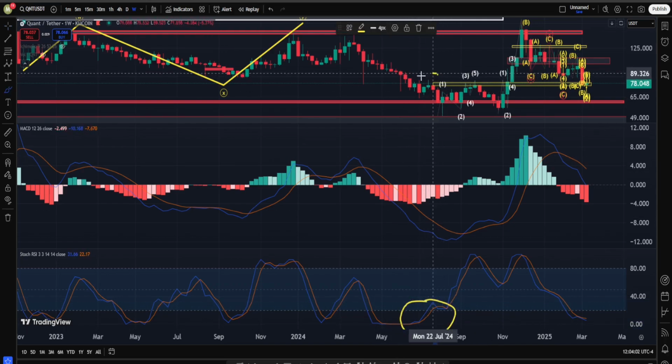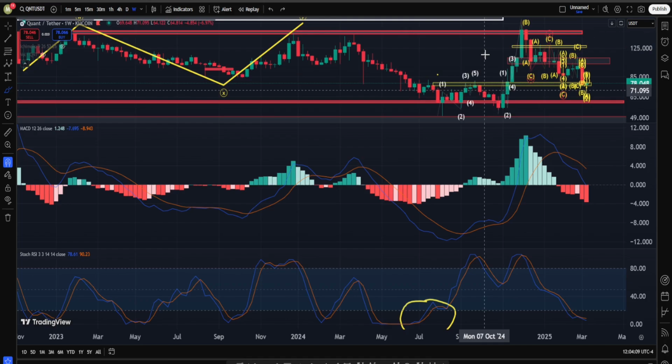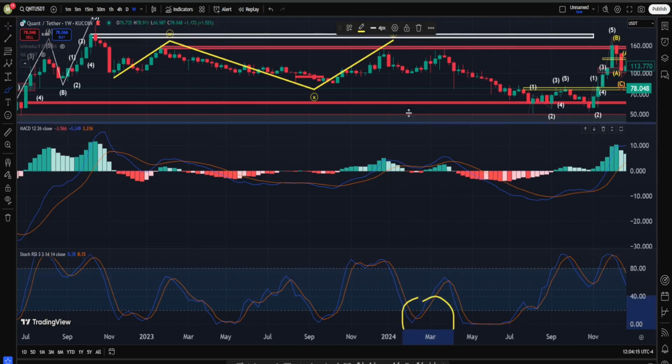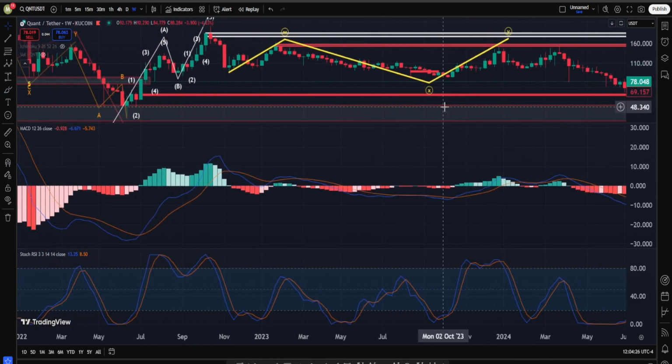Right in here in Quant we were around this area, and then we got a move up, pullback, and then another big move on the upside. Let's check out some more cases. This one, I think right in here, there we go, we were around this area and we did get a move up starting from 110 to about 145. So that's about a 30% move up, which is definitely not that bad.